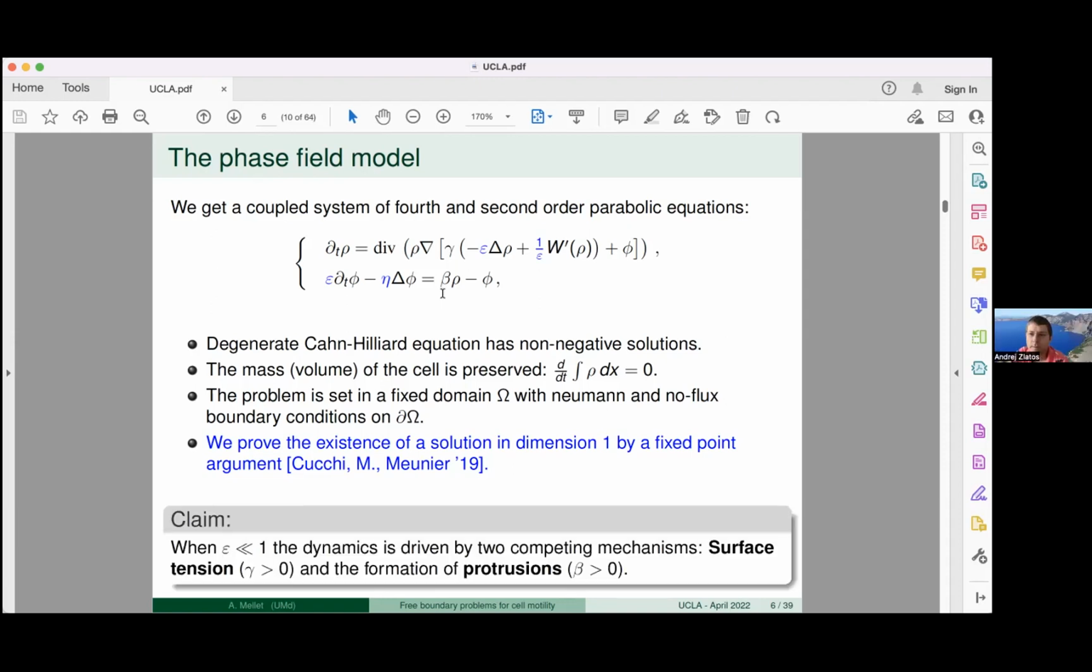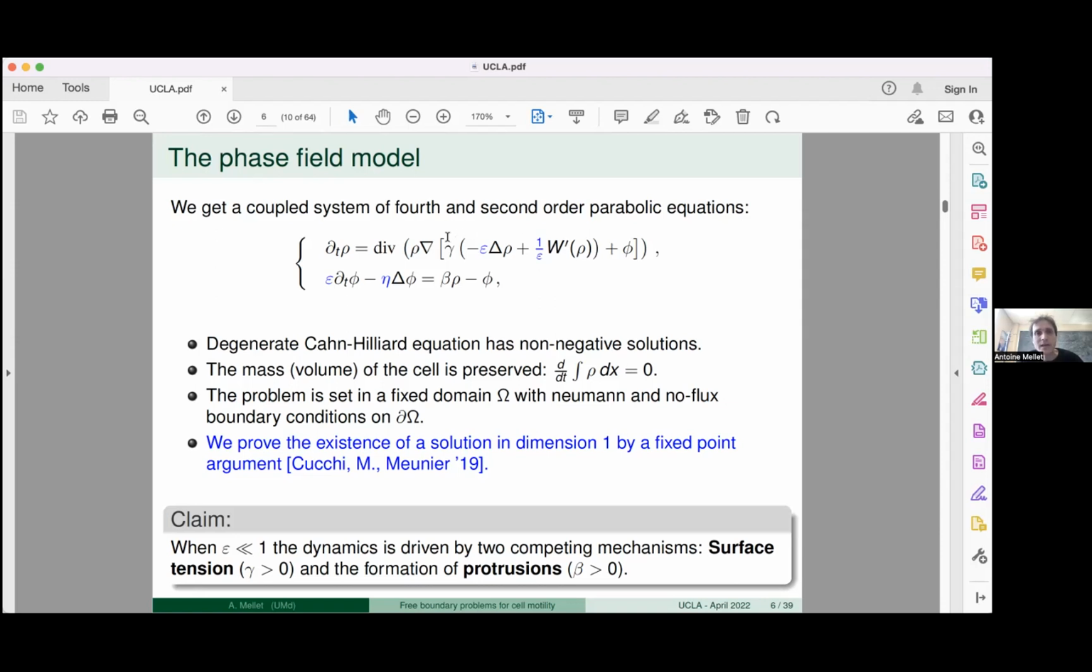Antoine? Yes. Can I ask a question? Mm-hmm. You mentioned there is a term that keeps the cell together. I didn't quite catch the details, but does it keep it together, or is it just a term that wants to keep it together, but it might still split? It will keep it together, and I'm going to discuss that actually in a second. Okay.